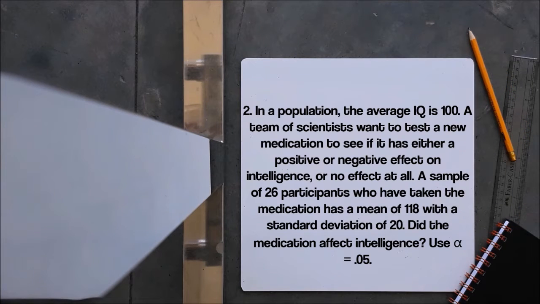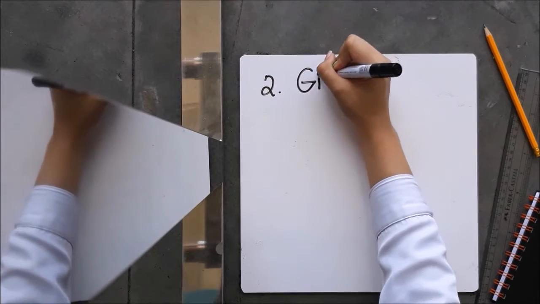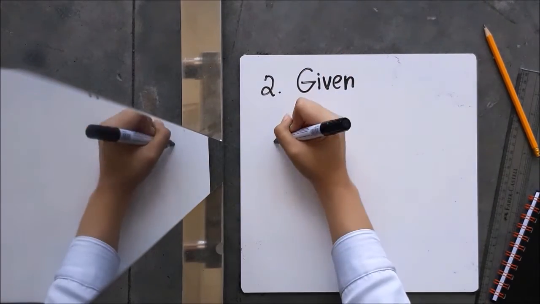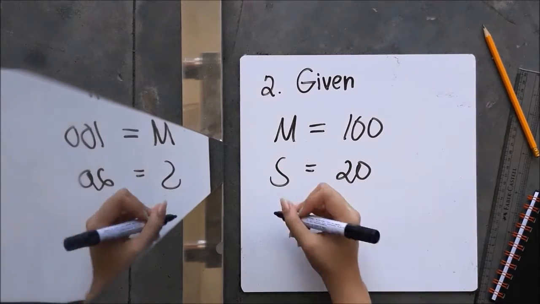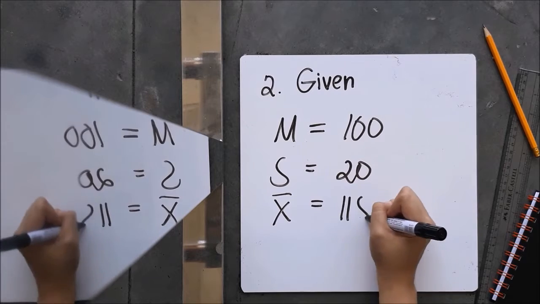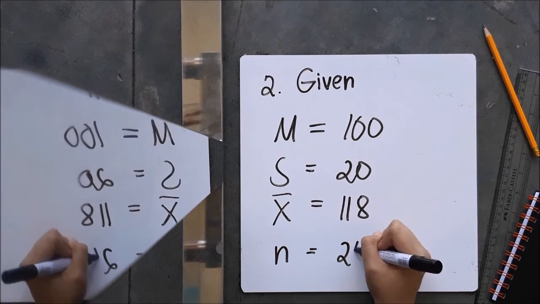In a population, the average IQ is 100. A team of scientists want to test a new medication to see if it has either a positive or negative effect on the intelligence, or no effect at all. A sample of 30 participants who have taken medication has a mean of 140 with a standard deviation of 20. Did the medication affect intelligence? Use alpha 0.05. Number 2, given. Mean is equal to 100, S is equal to 20, X bar is equal to 118, and N is equal to 26.